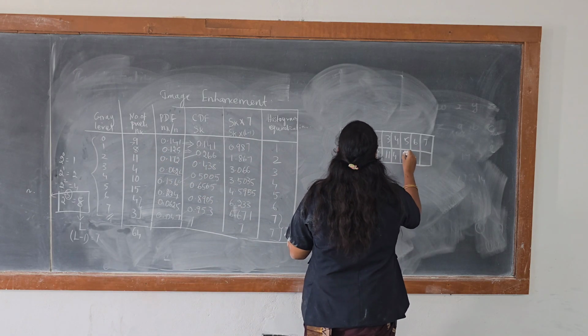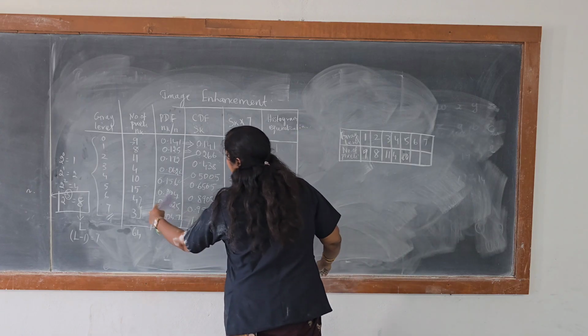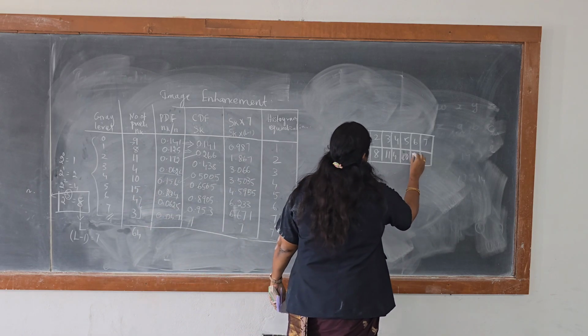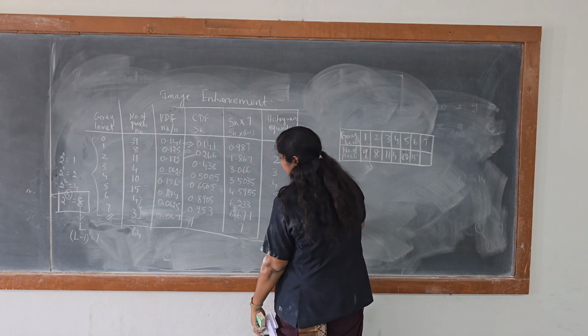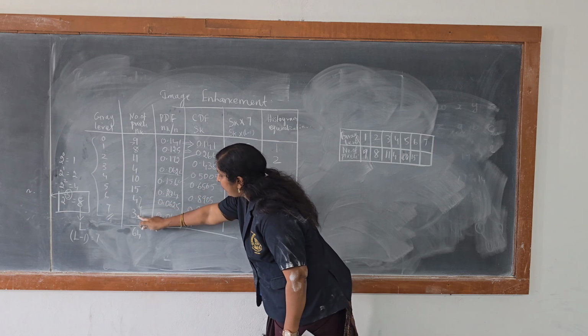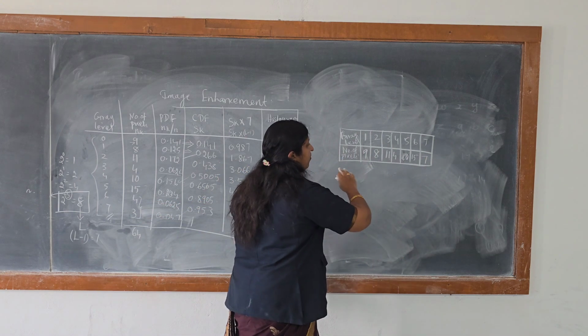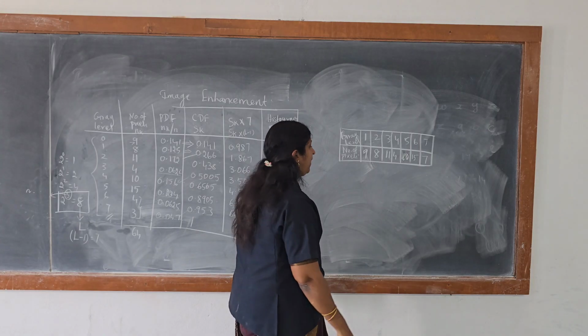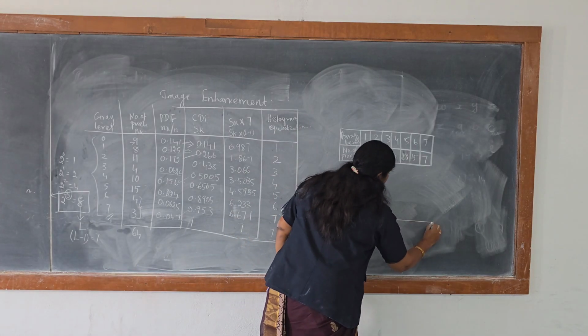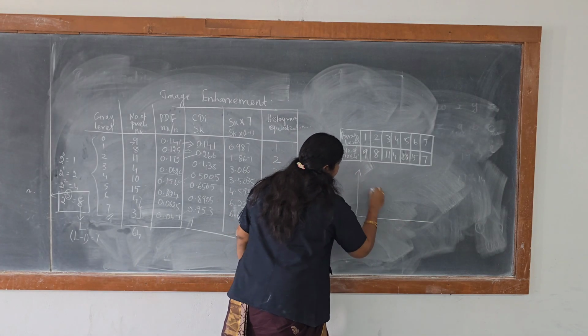For 1, 9, 8, 11, 4. For 5 it is 10. For 6 it is 15. For 7 we have added 4 and 3, you will get 7 again. Okay, so by using these histogram values, again we can plot the histogram graph.